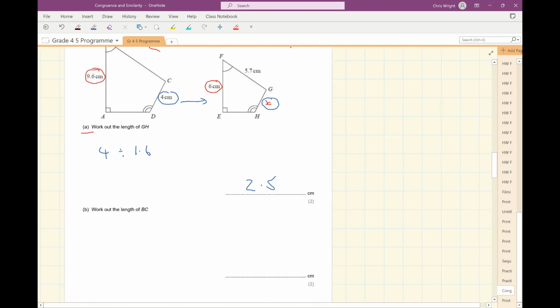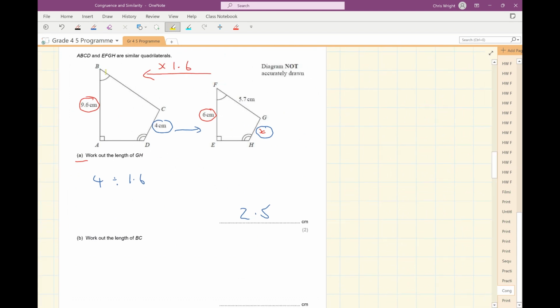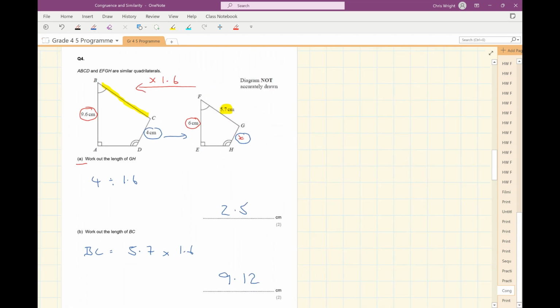Now, what about working out the length from B to C? Here's B to C. That corresponds to the 5.7, doesn't it? So BC is going to be the 5.7 multiplied by 1.6. 5.7 multiplied by 1.6 gives me 9.12. And that's question 4.